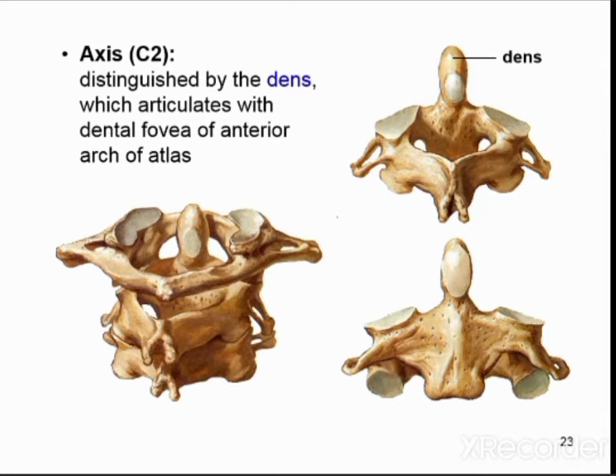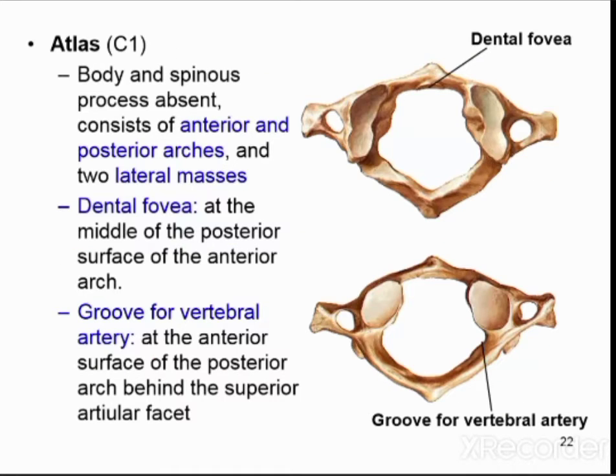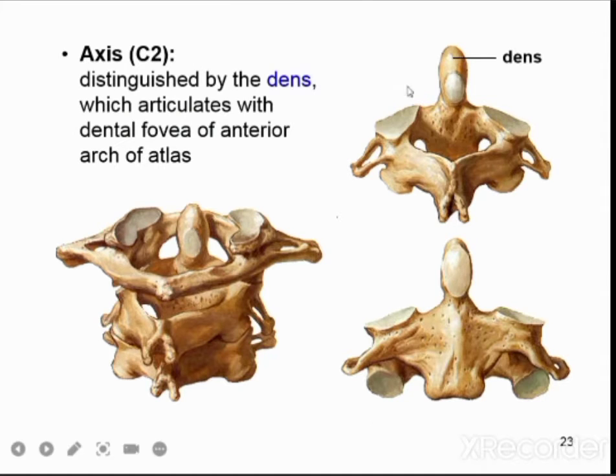Axis. The axis is distinguished by its dens. This is the dens, articulating with the dental fovea of the atlas. We can see here is the dental fovea. It articulates with this dens of the axis.